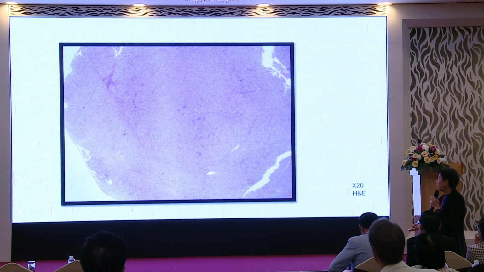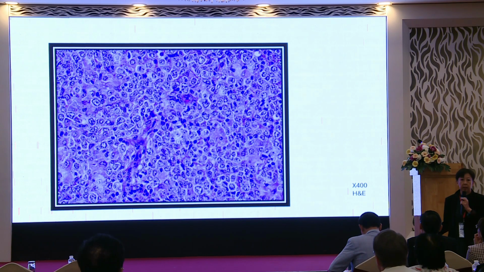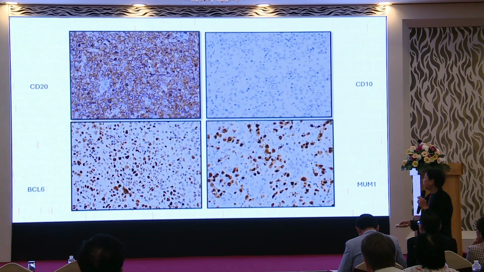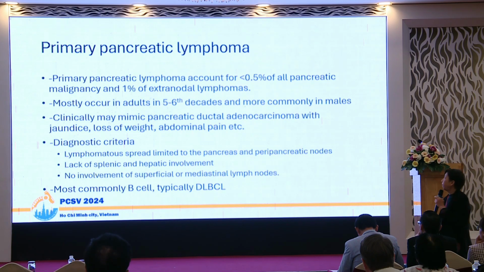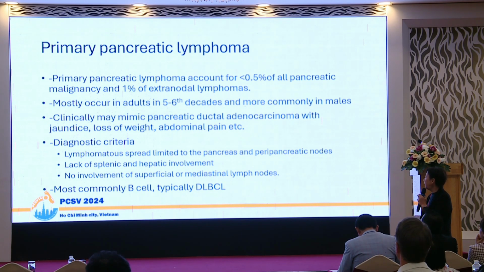So this is the specimen that came out. It's a lymphoma. So you can understand why there was so much smearing artifact, because these cells are very fragile. CD20, BCL6, normal. So lymphoma involving the pancreas rarely may present as a solitary mass. And if it's primary pancreatic, usually they are easier.